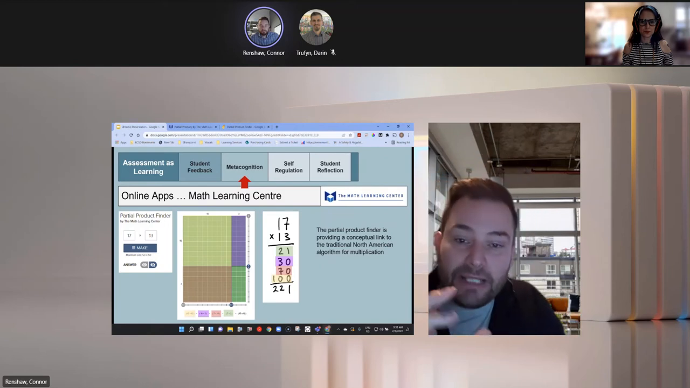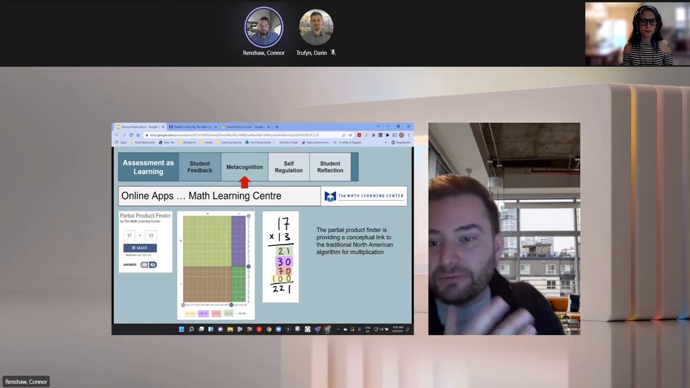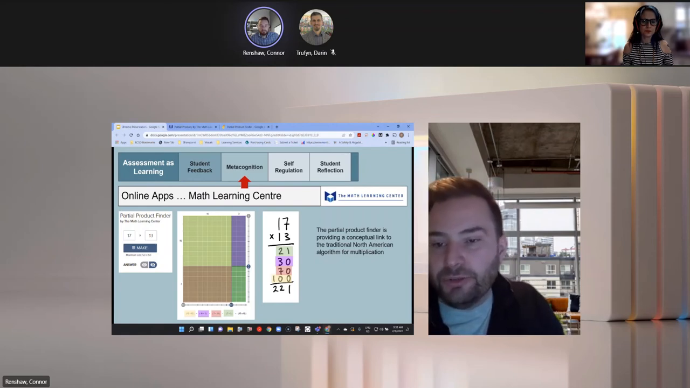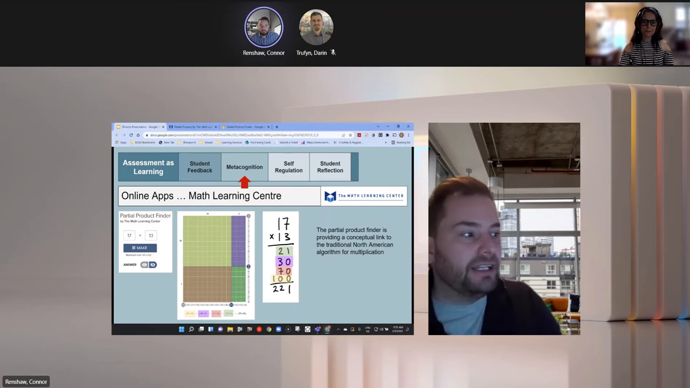Now, the actual app itself is limited to whole numbers. And so when we start talking about multiplying 2-digit numbers, the partial product finder is limited to using whole numbers, but the conceptual idea behind it is something that then we can transition into actually performing multiplications of decimals or a couple other grade 8 outcomes.